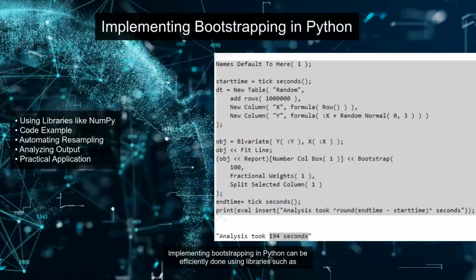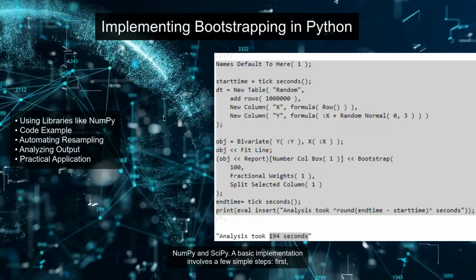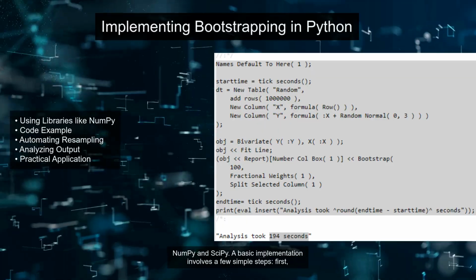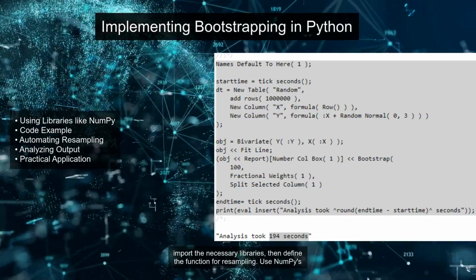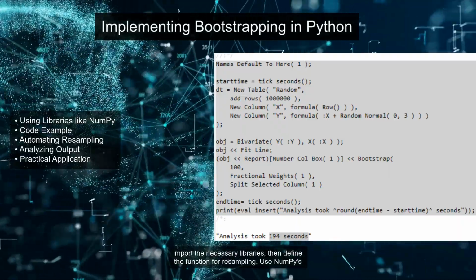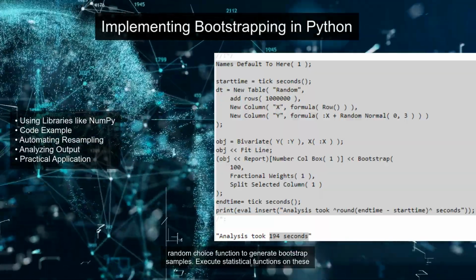Implementing bootstrapping in Python can be efficiently done using libraries such as NumPy and SciPy. A basic implementation involves a few simple steps. First, import the necessary libraries, then define the function for resampling. Use NumPy's random choice function to generate bootstrap samples. Execute statistical functions on these samples to compute desired metrics.